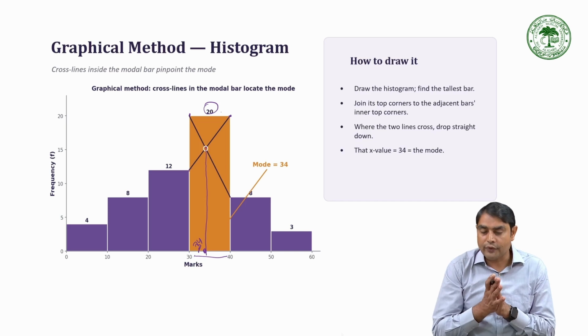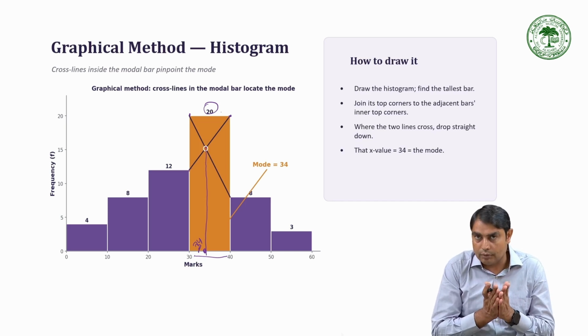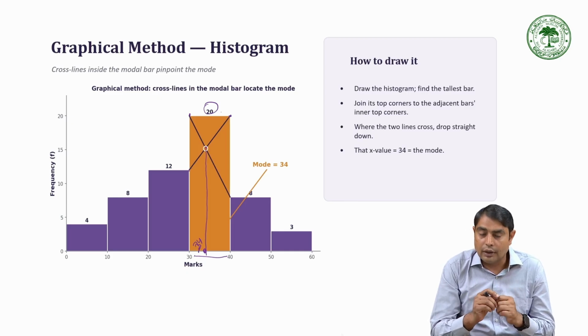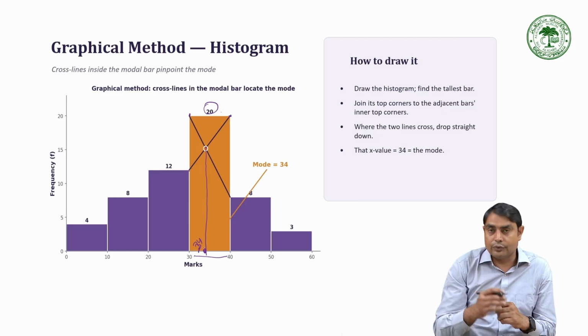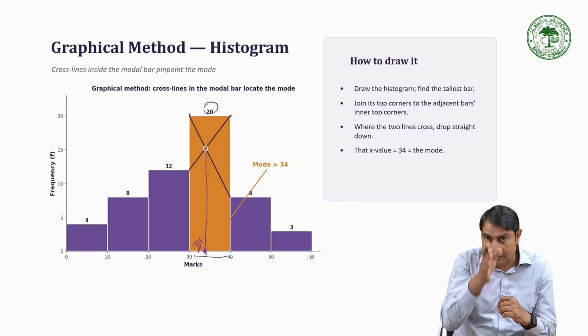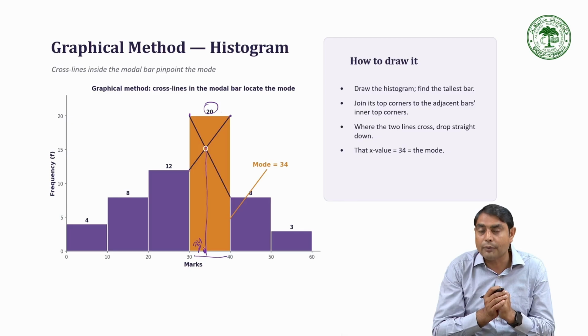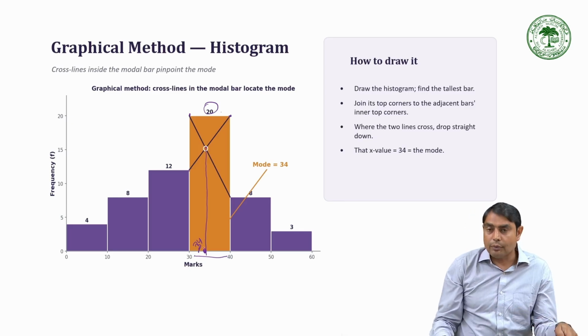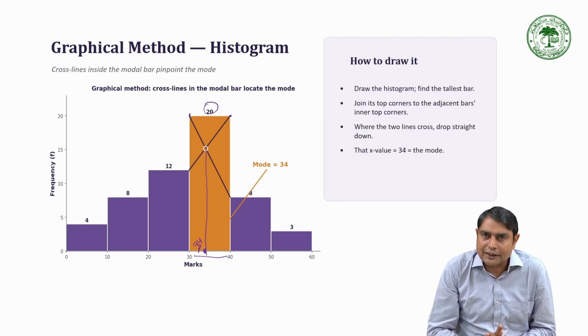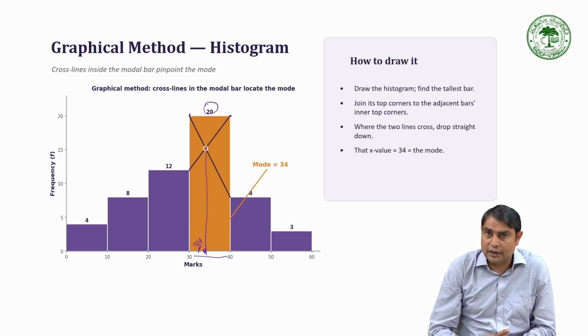So in this way you can find the mode by dropping down from the point where these two lines intersect, and find the value on the x-axis where that vertical line touches the x-axis, right? In this way the mode can be found out. Let's practice it, identifying the modal class and then applying the continuity correction in action, right?